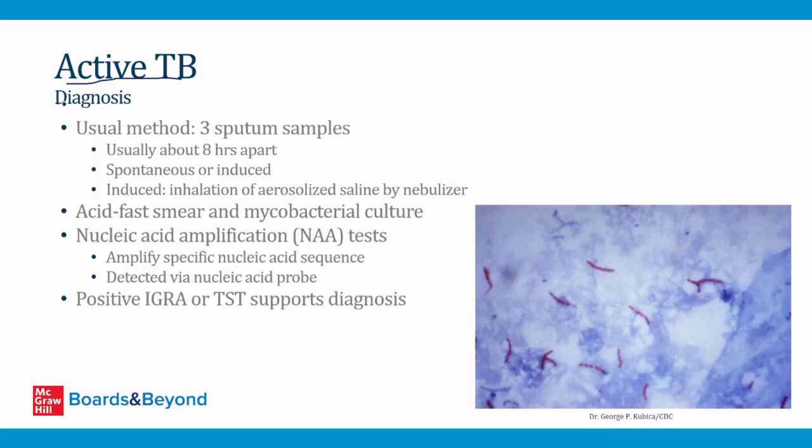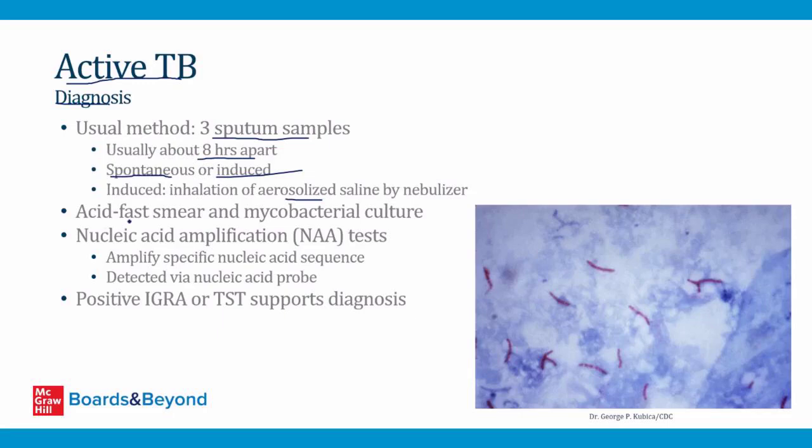So how are you going to make the diagnosis? Well, the usual method is to obtain 3 sputum samples. Usually you obtain them about 8 hours apart. They can be spontaneously produced by the patient, or sometimes they are induced. The way you induce a sputum sample is you use a little bit of aerosolized saline and you squirt it into the patient's throat, and it makes them cough and produce a sputum sample. You then send those 3 samples to the lab.